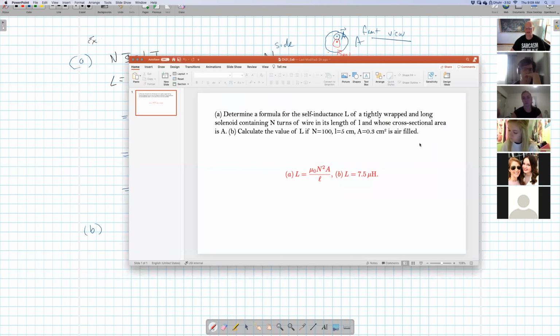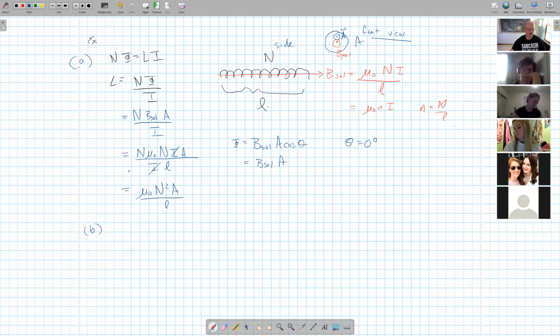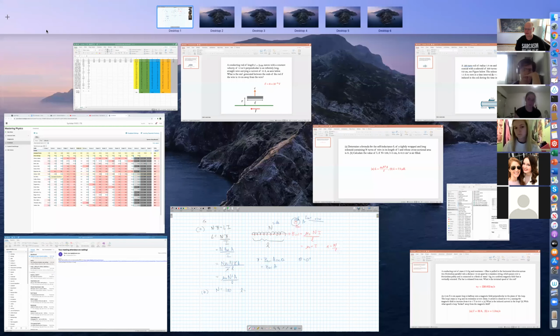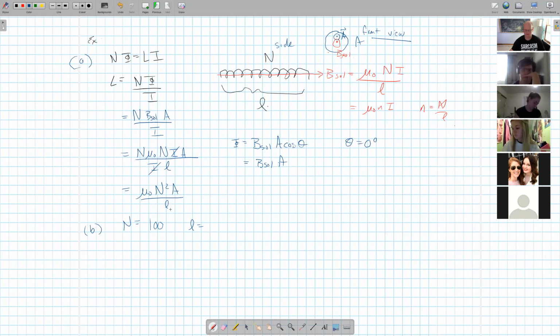So now part B then says, calculate the value of the self-inductance if there are n equal to 100 turns, the length is 5 centimeters, and the cross-sectional area is 0.03 centimeters squared. Good. So here we now know that n is equal to 100. We know L is equal to, what was that again? 5 centimeters. And then we know A is equal to 0.3 centimeters squared. But again, there's 100, so that's 10 to the minus 4.